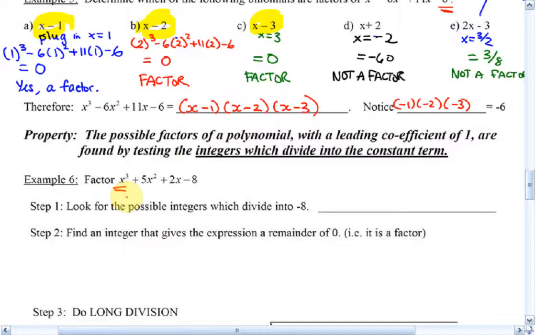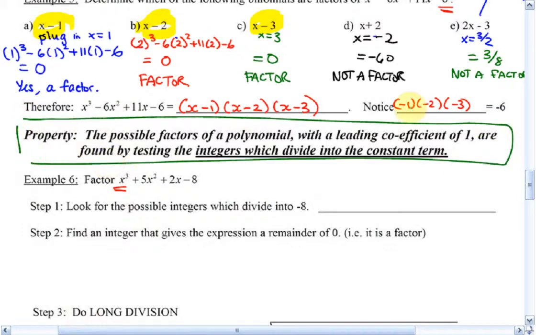Okay, from what we just did earlier, you see the property I have here in bold? Can you see how the negative 6 from above was equal to negative 1 times negative 2 times negative 3? Well, here's one of the first properties that you need to know so you can actually do this factoring. It says the possible factors of a polynomial with a leading coefficient of 1, meaning it's 1x cubed in front, are found by testing the integers which divide into that constant term. So what I'm saying to you is you have to kind of guess and test to get that first factor. And to guess and test, which numbers do you try? Well, they're always the integers that divide into that constant term.